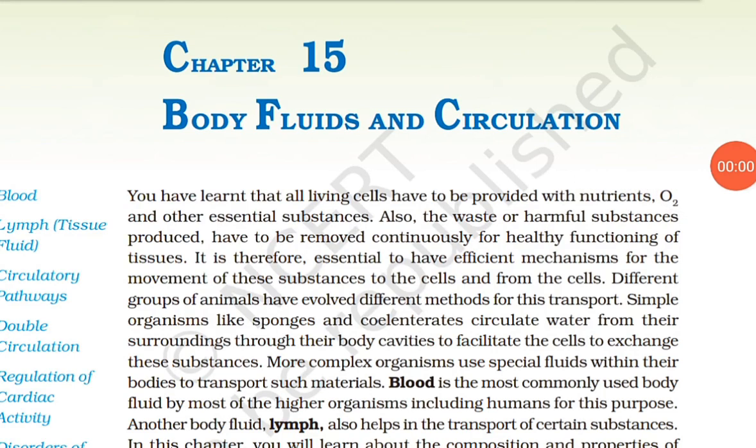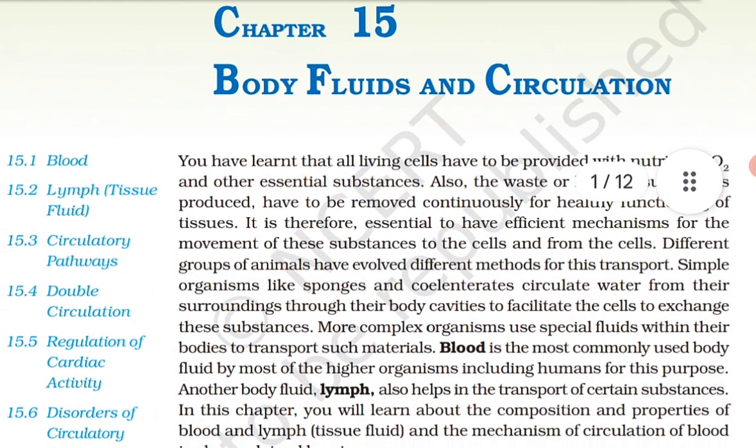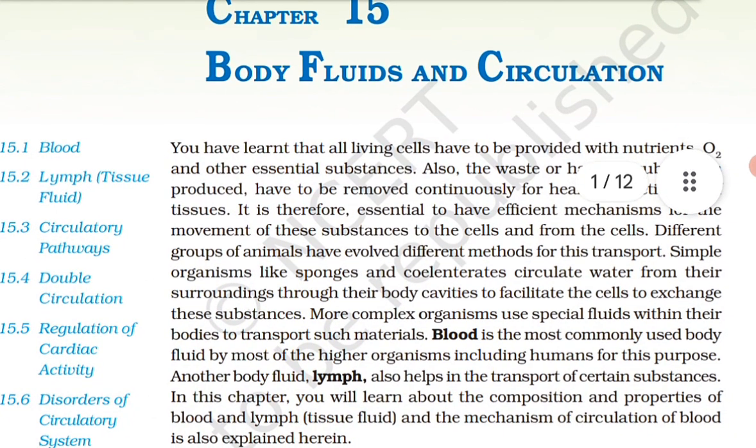So we are starting chapter 15, Body Fluids and Circulation. You have learned that all living cells have to be provided with nutrients, oxygen and other essential substances. Also, the waste or harmful substances produced have to be removed continuously for healthy functioning of the tissues. It is therefore essential to have a sufficient and efficient mechanism for the movement of these substances to the cells and from the cells. Different groups of animals have evolved different methods for this transport.